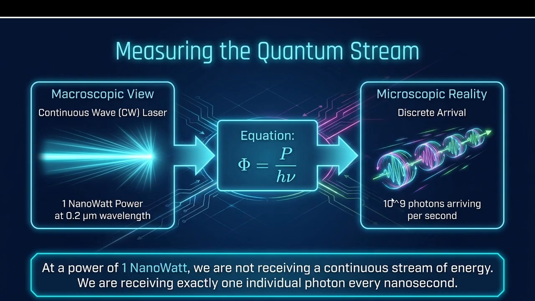It means that every 1 nanosecond, one individual photon arrives at the detector. So in this continuous stream of energy, we are receiving exactly one individual photon every nanosecond. That's what the photon flux density tells us.